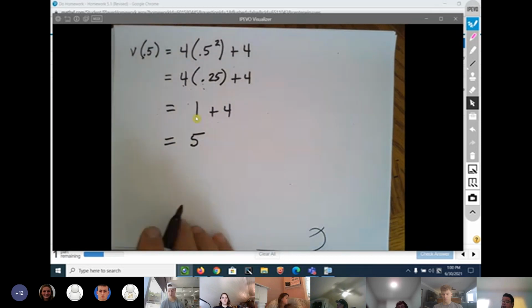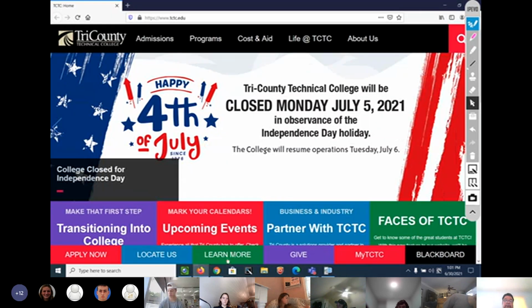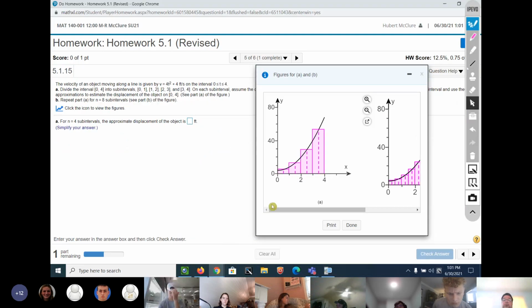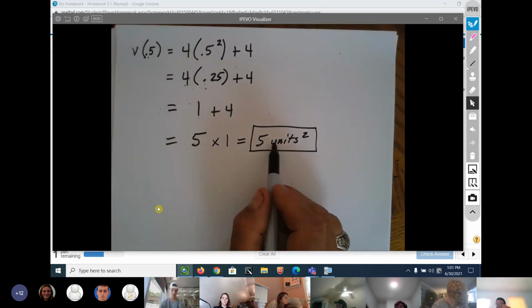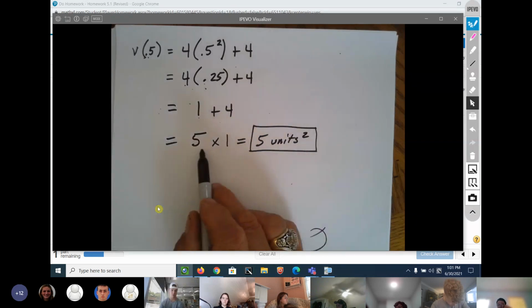So 5. Now what is the base of your drawing? The base is 1. See, the base of that rectangle is 1, and our height at the midpoint is 5. So 5 times 1 is equal to 5 square units. So by the algebraic process, we've just found the first rectangle is 5 square units.